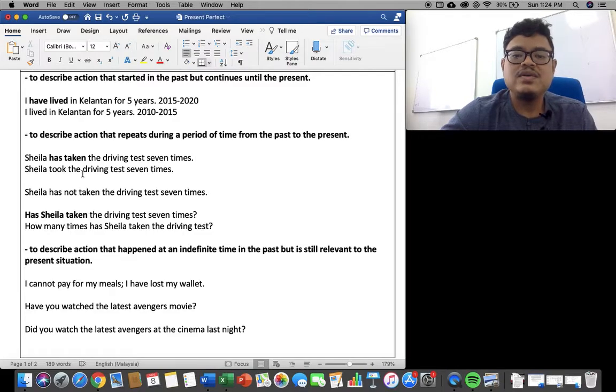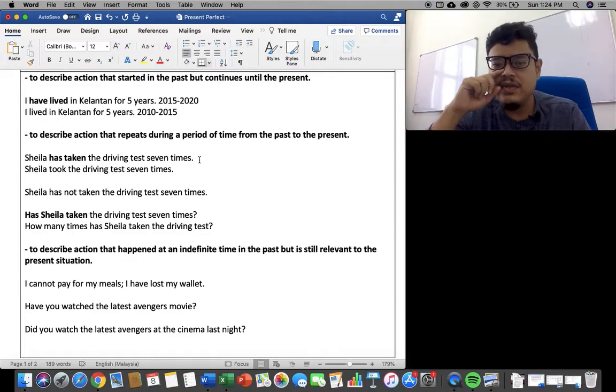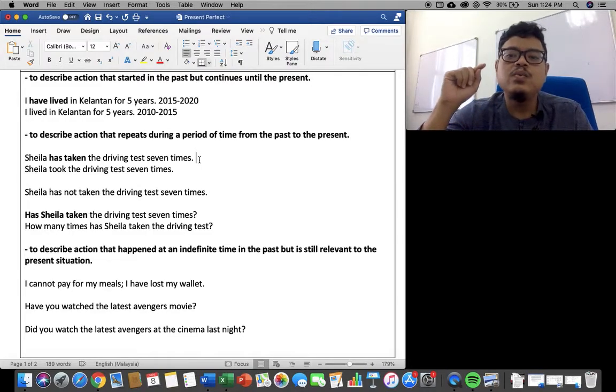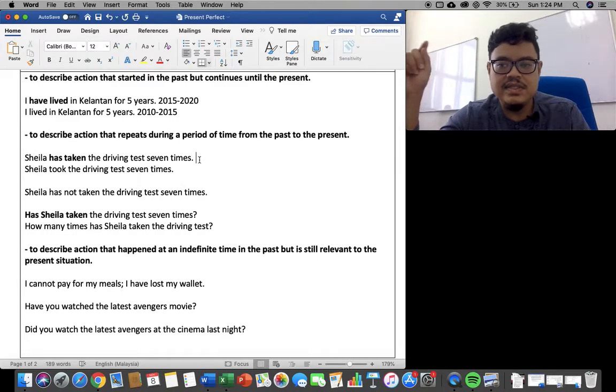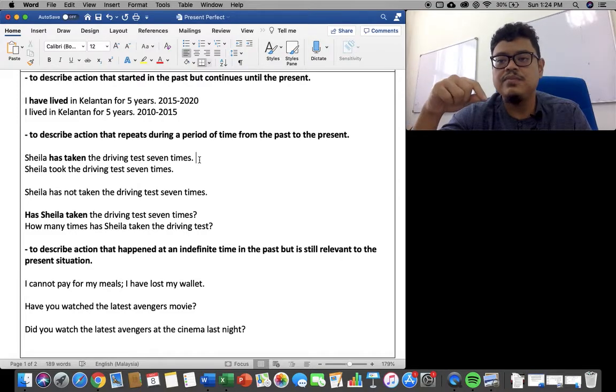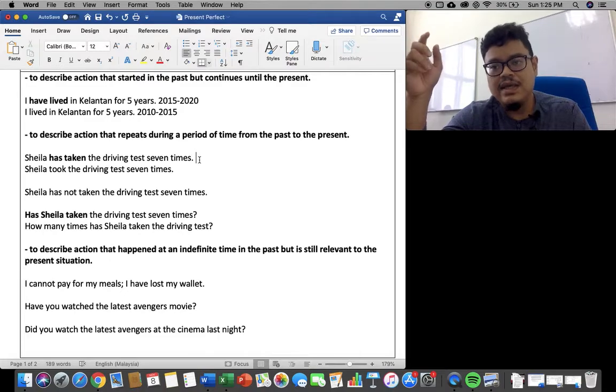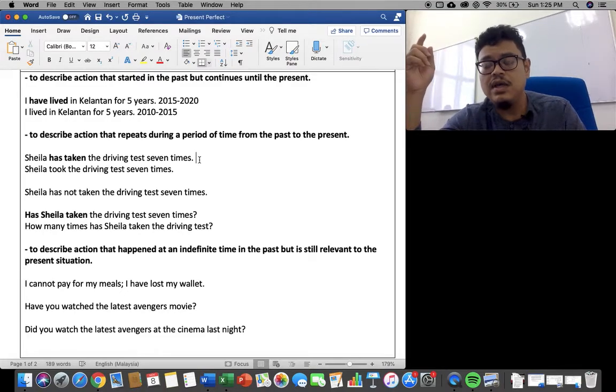So what are the consequences of writing these sentences in these two different tenses? Sheila has taken the driving test 7 times, meaning that from the past until now, she has taken the driving test 7 times. But will she continue to take the driving test? The answer is yes, because it is used in the present perfect, meaning that the actions happen from the past until the present and it will still continue into the future.